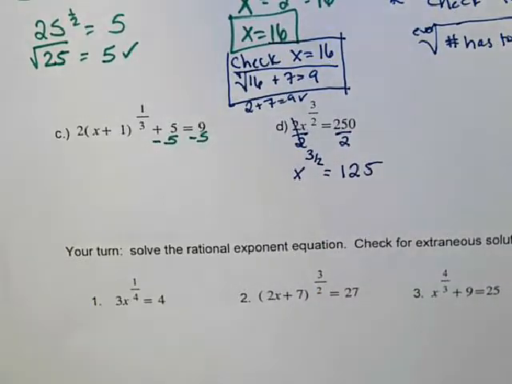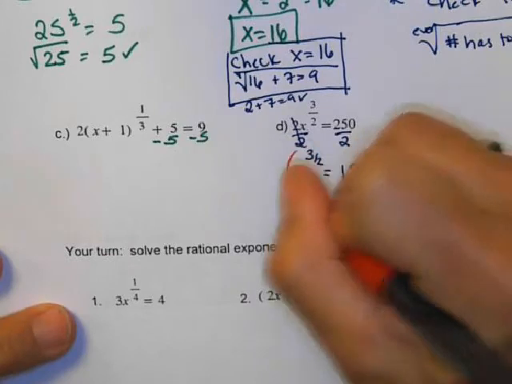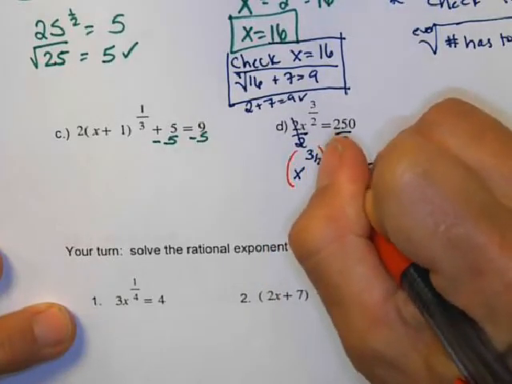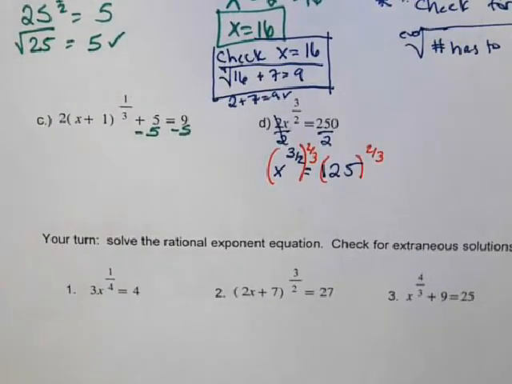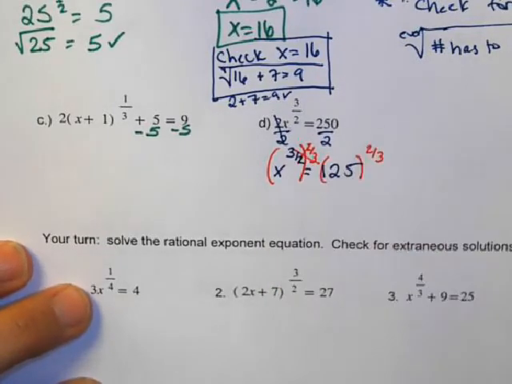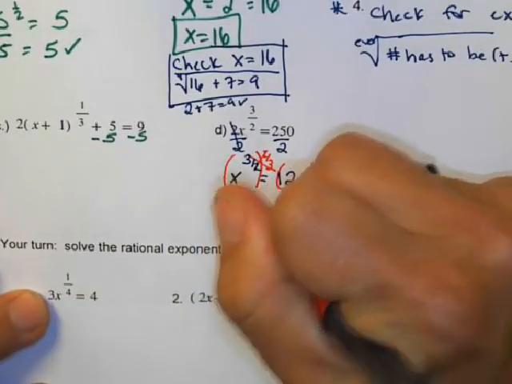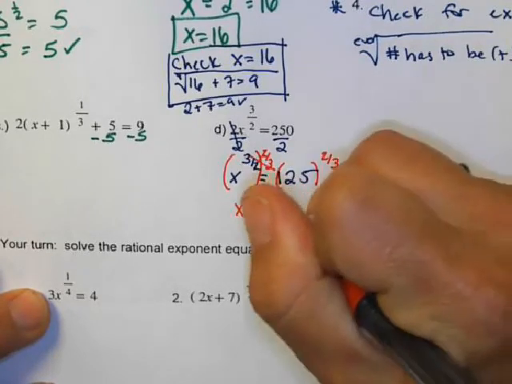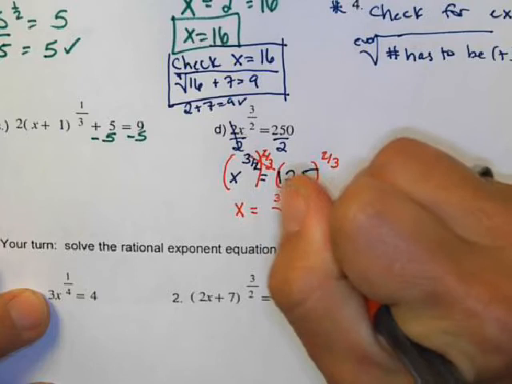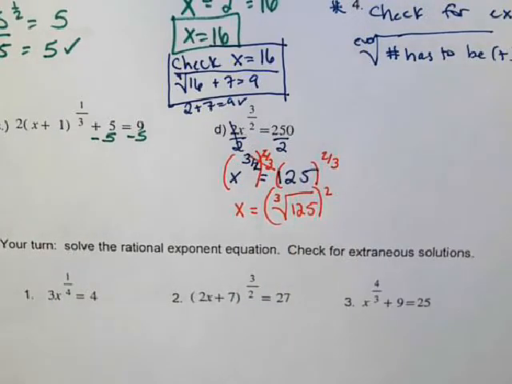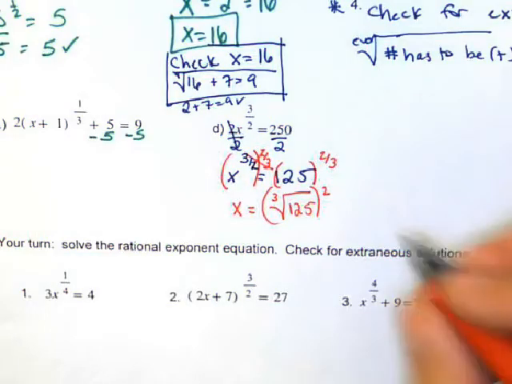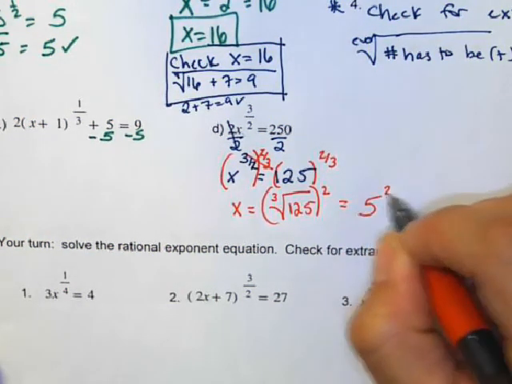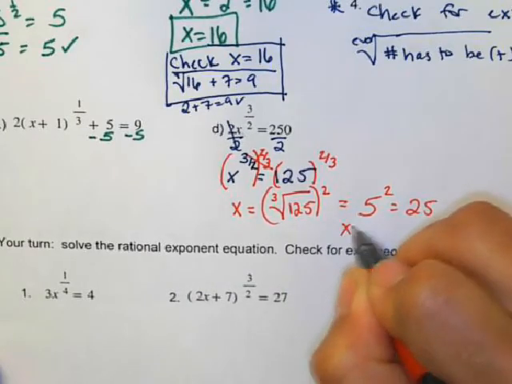And I have a 3/2 power. So I'm going to raise it to the reciprocal power. The reciprocal of 3/2 is 2/3. Trying to write small here and get this all fit in. The 3/2 and the 2/3 cancel each other out, so you're just left with a single x. 125 to the 2/3 power means cube root of 125 squared. Cube root of 125 is 5. And then I have to do 5 squared, which you guys should know, but just in case, 5 squared is 25. So your answer is x equals 25.